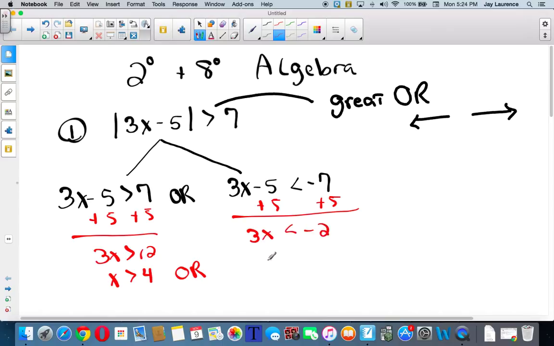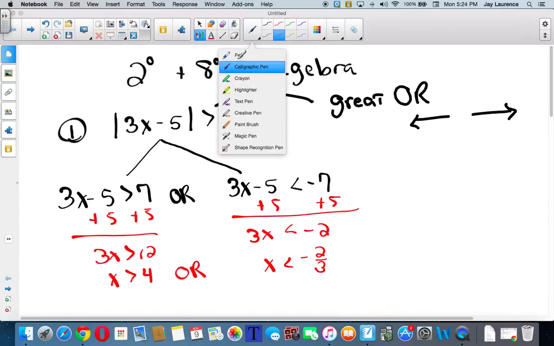All right, so then we divide by 3 on both sides and we get negative 2/3. X is less than negative 2/3. Let's graph this on a number line. This is really good stuff.